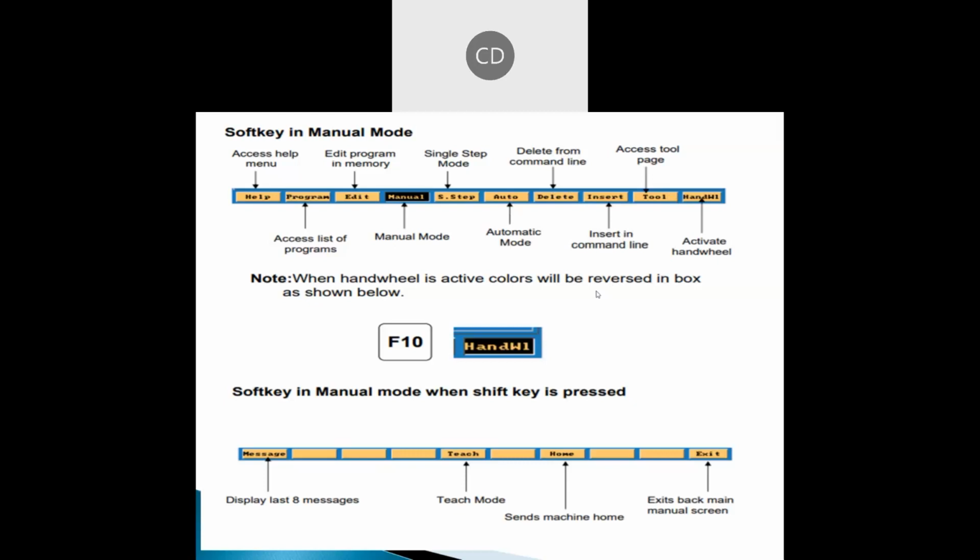Then tool offset page. Then handle, that is the active hand wheel. We have to use this operation soft key in manual mode. After that we can give F10, and also we are using the hand wheel. So soft keys in the manual mode when the shift key is pressed: display last 8 messages, then teach mode, then send machine home, then exit back to main menu. That is the operations of soft key manual mode in this case.